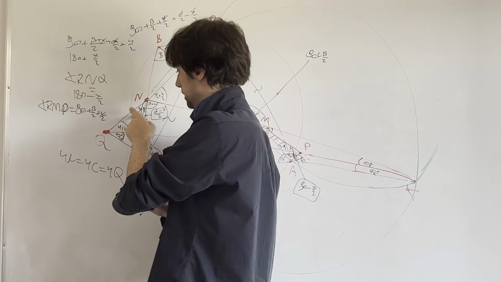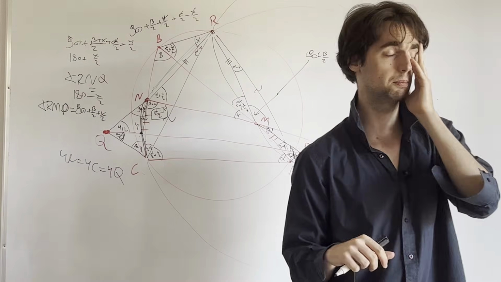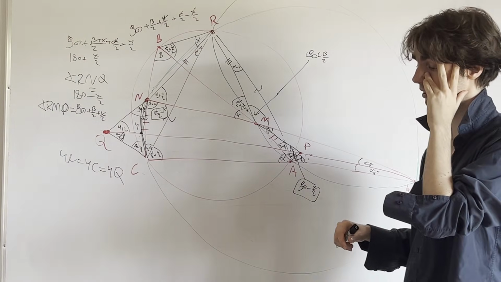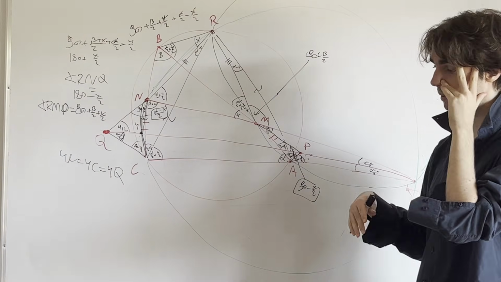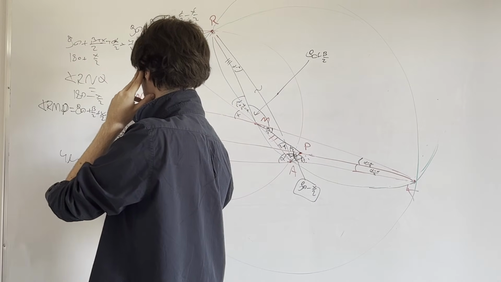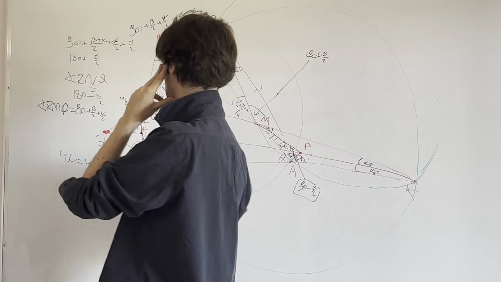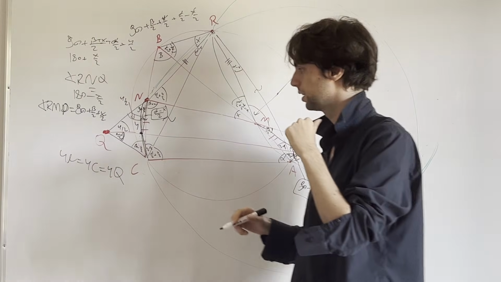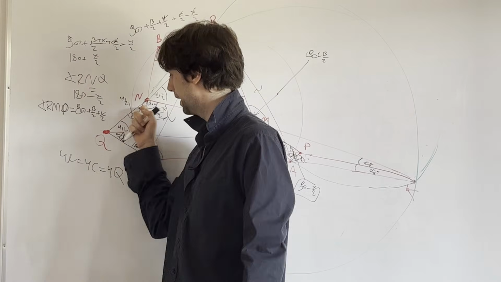And given this one was 190 plus minus beta half minus x. In other words, alpha half plus gamma half minus x over 2. This makes this other angle here equal to gamma over 2, the angle Y and Q.